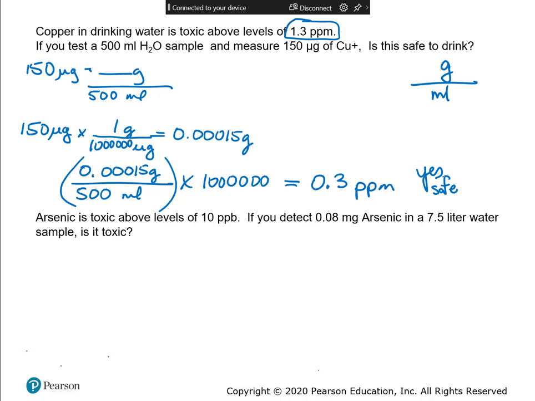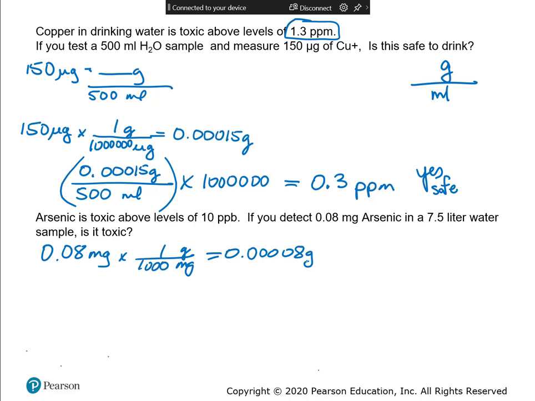So what do I have to do with my milligrams of arsenic? Convert it to grams. So milligrams on the bottom, grams on top. Milli gets the 1,000, right? So 0.08 divided by 1,000. So now I've got my amount of arsenic in grams. It's very low.